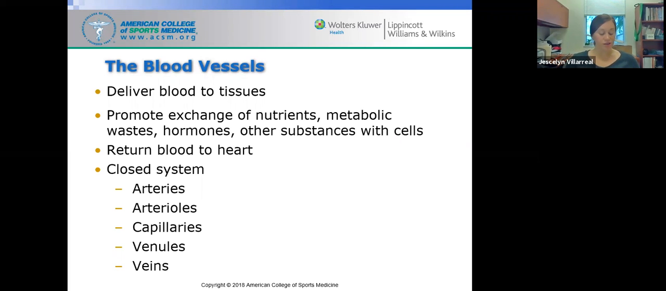So the blood vessels, their functions are to deliver blood to the tissues, to promote the exchange of nutrients, metabolic waste, hormones, and others within the cells, and to return blood to the heart. It's called a closed system, and you have this list of terms. The arteries carry blood away from the heart, so think artery is away. Arterioles branch into capillaries. The arterioles and the capillaries are where the exchange of blood and other nutrients happens with various tissues.